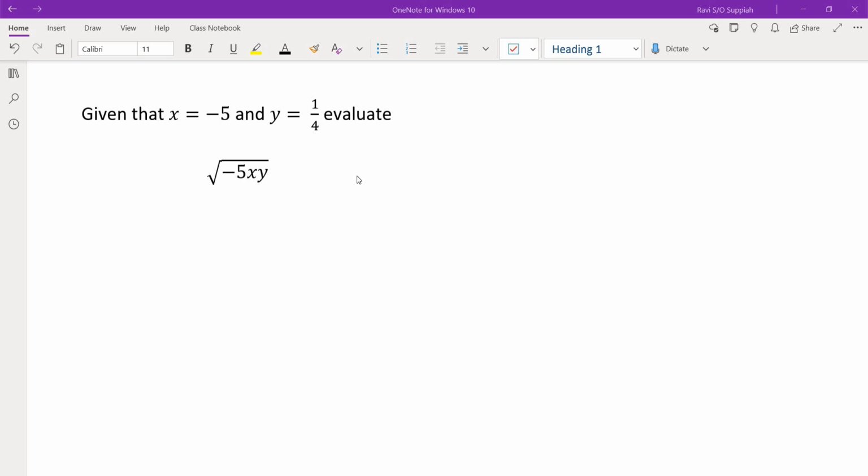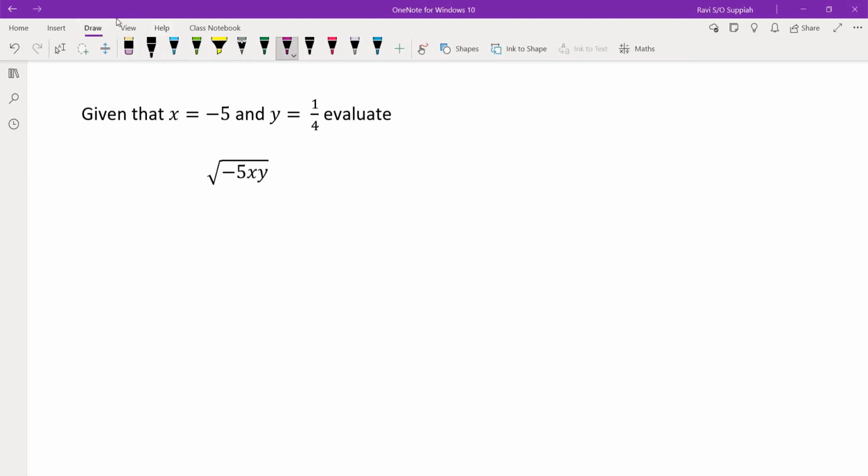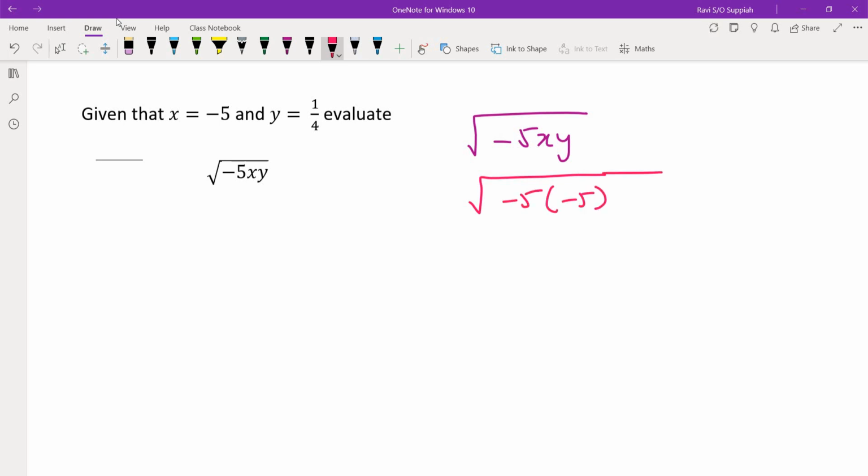Given that x equals minus 5 and y equals 1 quarter, evaluate the square root of minus 5xy. Okay, so we have the square root of minus 5xy. Let's replace the variables with the values. So minus 5, x is minus 5, and y is 1 quarter.